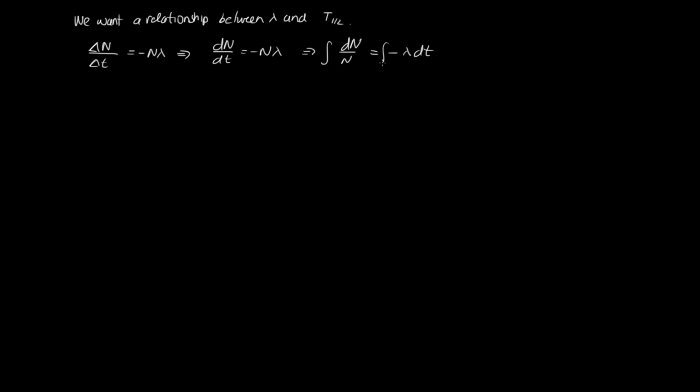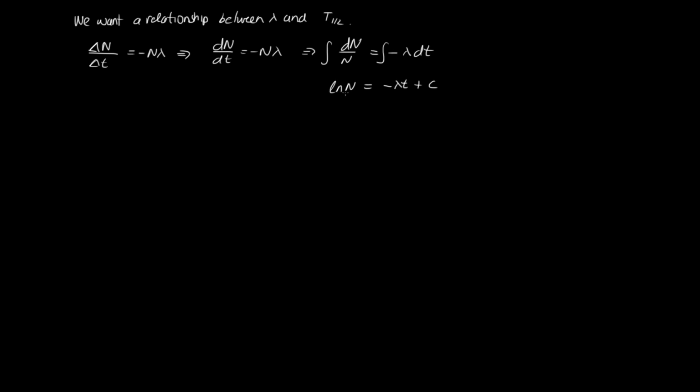Let's integrate both sides. And so when we integrate 1 on N dN, which is the same as 1 on x dx, we end up with log N. And then when we integrate minus lambda dt, we end up with minus lambda t. And then we've got some constant of integration here. Okay, so we've got log N is equal to minus lambda t plus c. So let's get rid of this log.